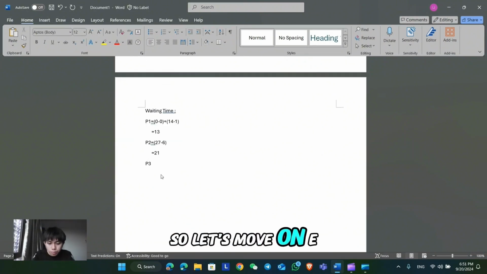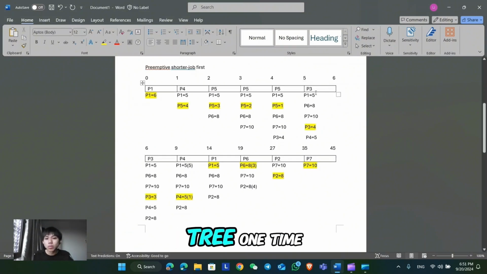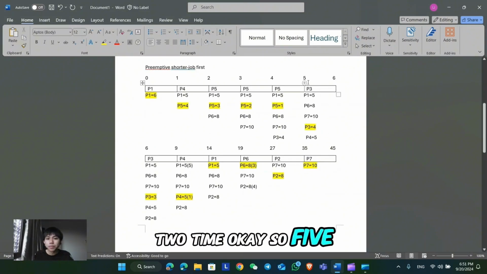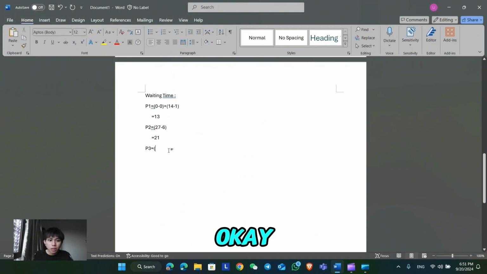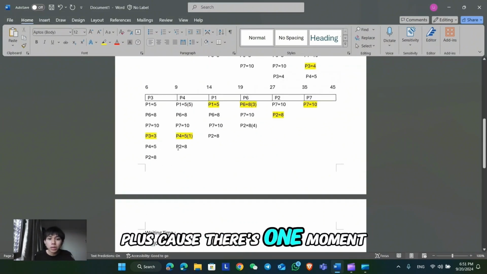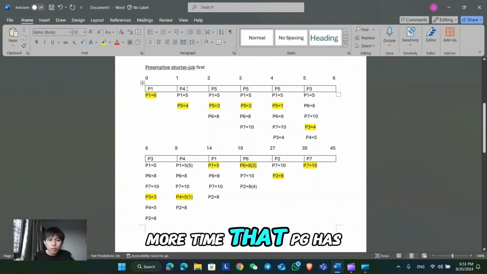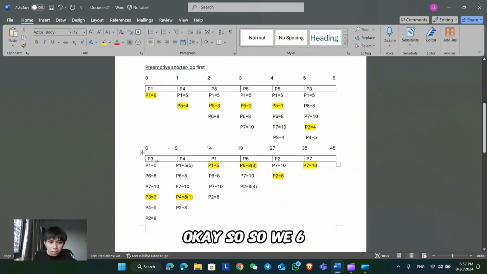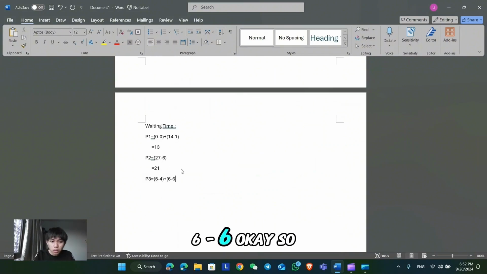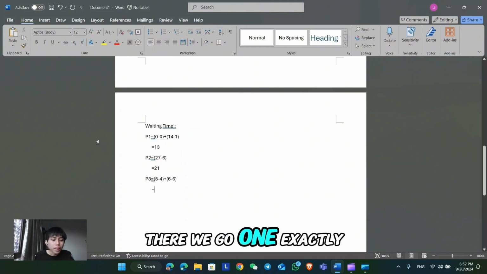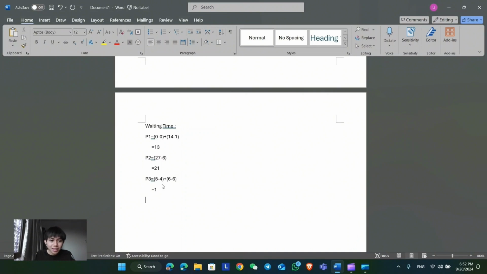So let's move on. P3. It's the same. P3 is executed 1 time, 2 times. So 5 minus the arrival time 4. 5 minus 4. Plus, because there's one more time that P3 was executed. As you can see right here, it's 6 minus how many? Of course, 6. 6 minus 6. So how many do we get? 1. Exactly.